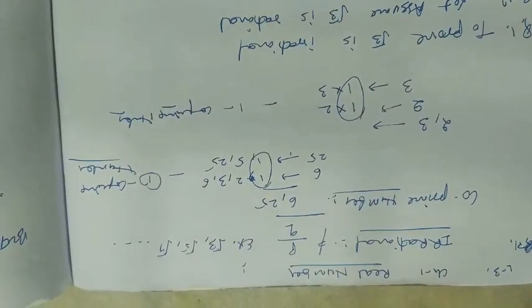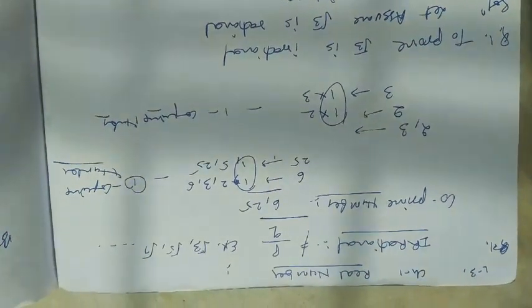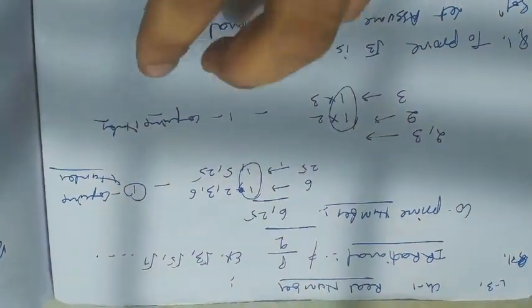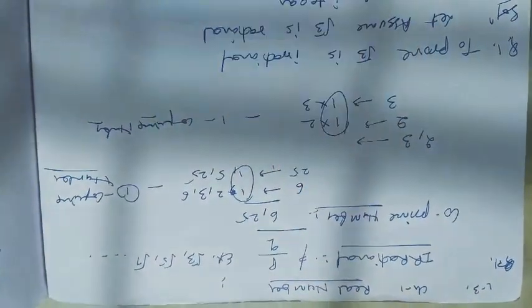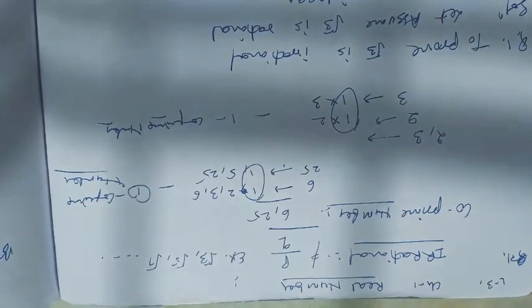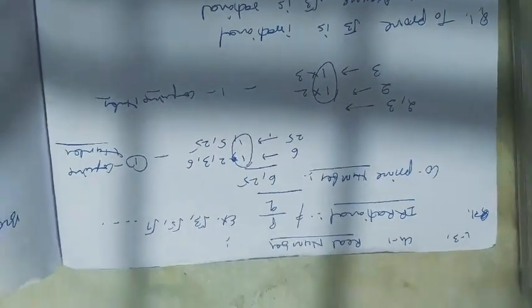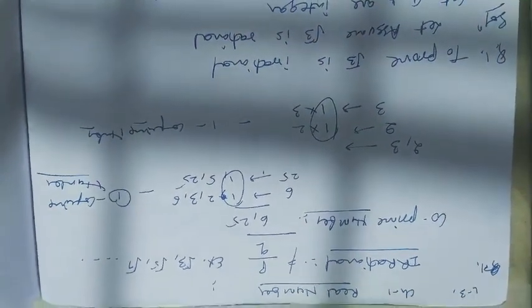Hello guys, today is lecture 3, chapter 1, Real Numbers. Today we are going to discuss irrational numbers. We already know about rational numbers, which come in the form p by q. Similarly, irrational numbers are those which cannot be expressed in the form p by q.